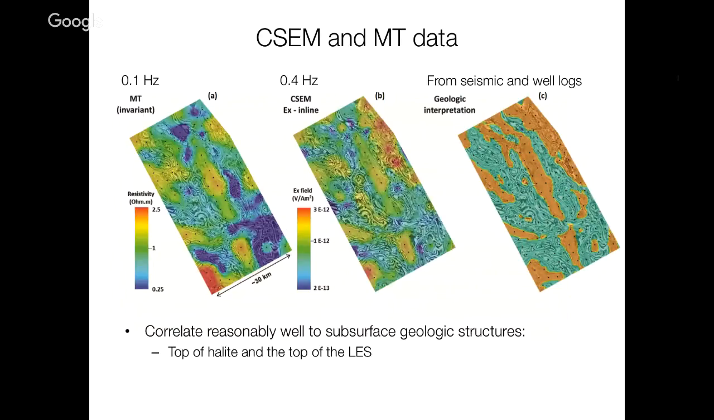And here's CSEM and MT data together. So this is MT data at 0.1 Hertz. And if you pick a similar frequency for CSEM data, at 0.4 Hertz electric field, they look quite similar, right? There are probably some differences, but overall they have a pretty high correlation, and they are matching with the geological interpretation from seismic as well.